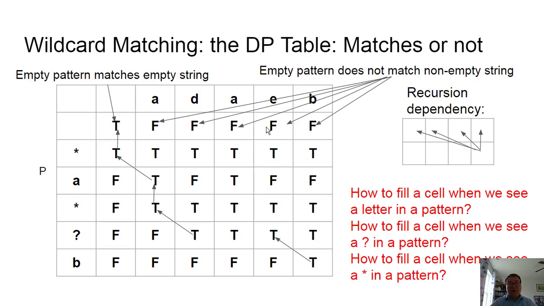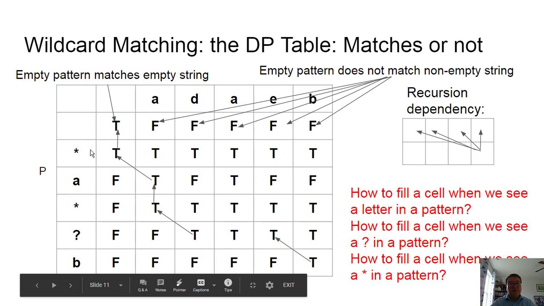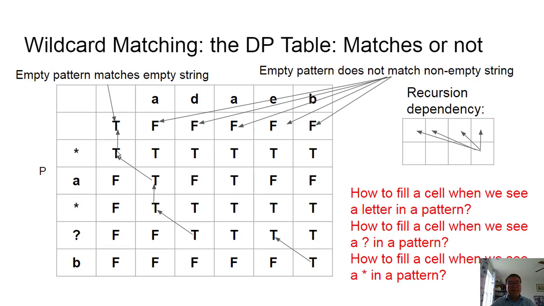Now the question is, how do we initialize the first column? When we see a star, the star can match anything. So we basically look at what's before this star. What's before this star is true, therefore this will also be true. But if it's a letter or a question mark, it needs to match something. So when we are matching that with the empty string, it has to be false.